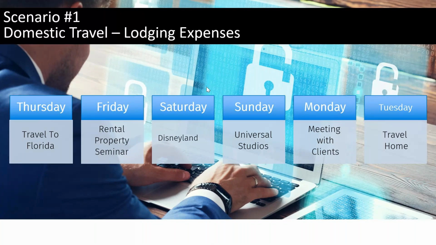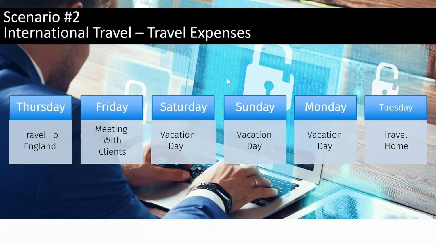But these are the things that you have to know in order to get the biggest deductions for your clients. And it even gets a little bit more complicated when we jump to scenario number 2. Scenario number 2 is an international travel schedule. Before, we were doing domestic travel, where we were traveling within the United States.